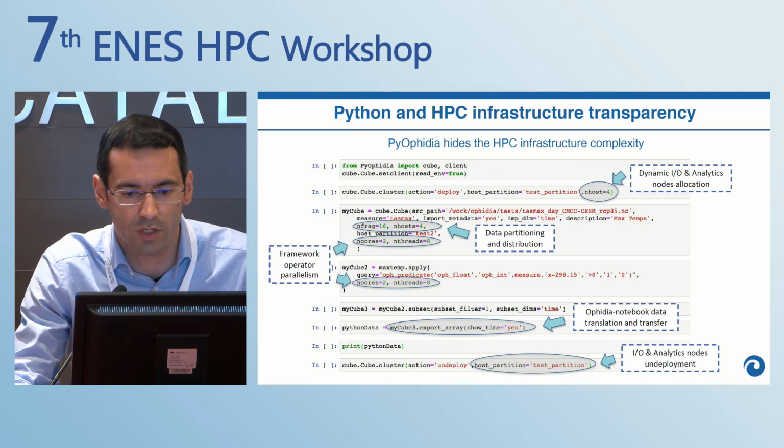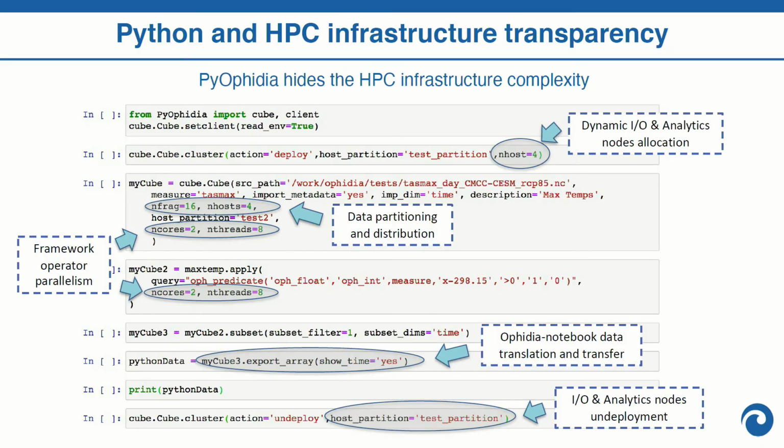Here's just a simple example showing some of the key features that have been introduced in the previous slides. Thanks to these APIs, we can, for example, define the size of the cluster I want to use for the analysis. And then we can specify, with the number of hosts and number of fragments, the data distribution that we want to exploit for the analysis, and then specify also the number of cores and threads that can be used by the runtime for the parallel execution. The data can also be transferred from the server side to the notebook, for example. And from this point of view, we're also working on some extensions in order to provide the conversion from the OFIDA format, for example, to other well-known formats such as XArray or pandas.